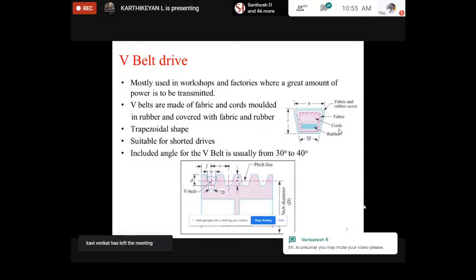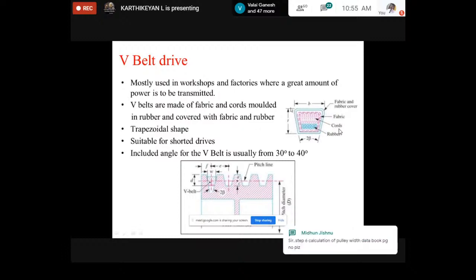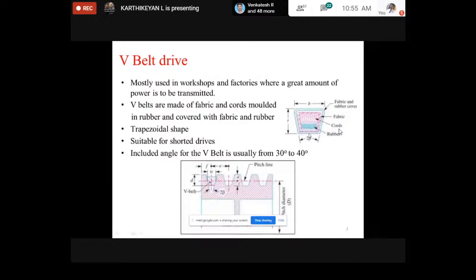It is mostly used in workshops and factories where a great amount of power is to be transmitted from one system to another. See this image: the V-belt is like a composite mold which comprises fabric and cords molded together in rubber and covered with fabric and rubber. It is trapezoidal in shape, whereas a flat belt has a rectangular cross section. Here B is the nominal width of the belt, T is the nominal height of the belt, and 2β is the belt angle. So this is the cross section of the V-belt.